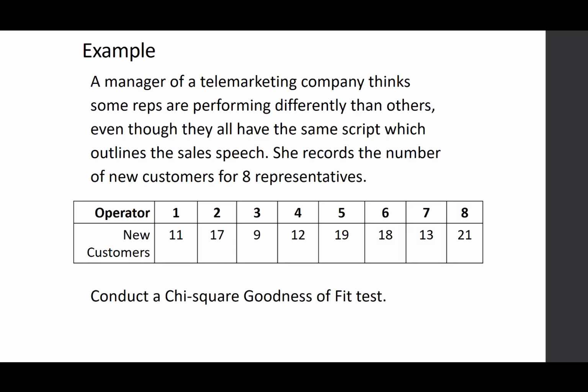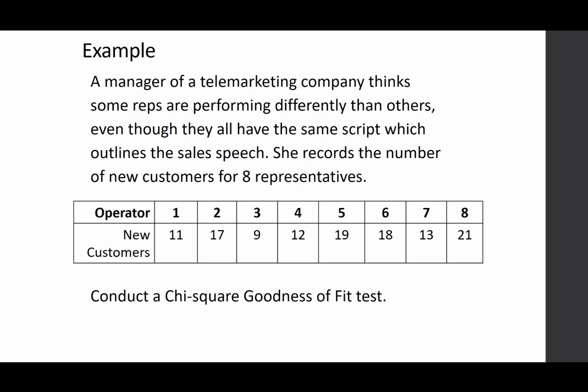An example, a manager of a telemarketing company thinks some of the representatives are performing differently than others, even though they all have the same script which outlines the sales speech. So the manager records the number of new customers for each of 8 telephone representatives. So we've got operators 1 through 8, and we've got the numbers of new customers that they have brought in. And we want to conduct a chi-squared goodness of fit test.